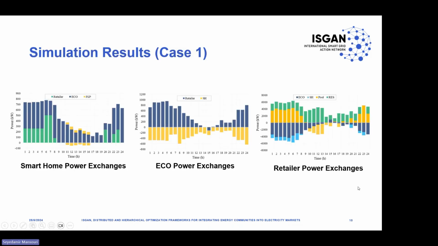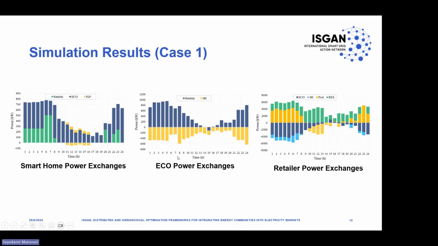And we have these results for case 1. For example, for a smart home power exchange, we have exchange with the retailer in green, with ECO in blue, and in the P2P platform in yellow, where transactions in the P2P platform are only among members within the same community.